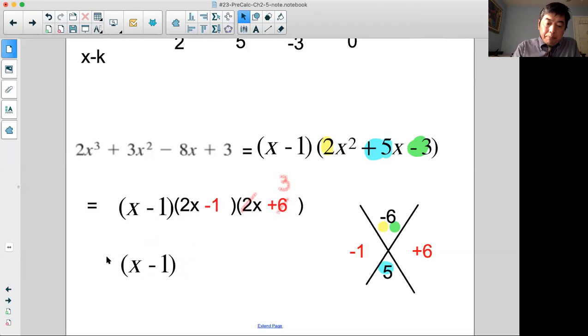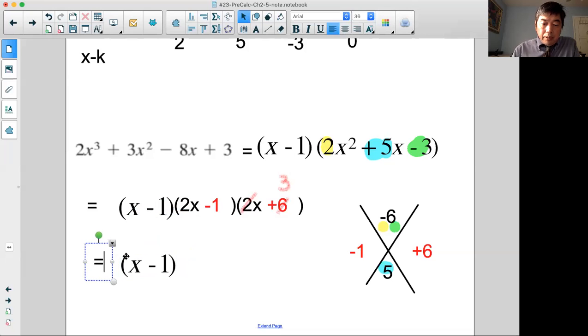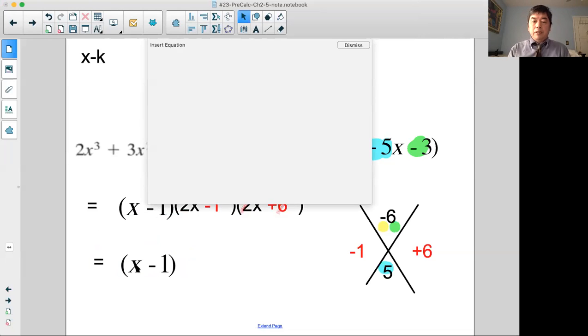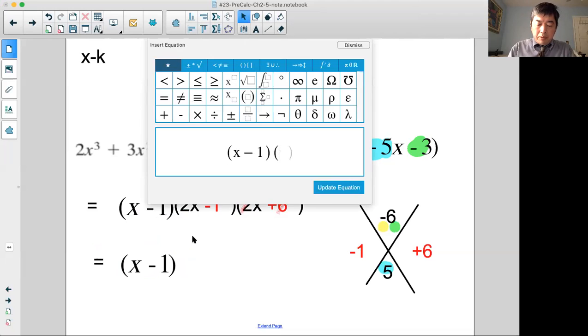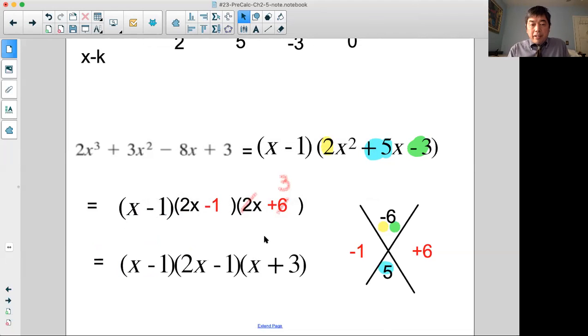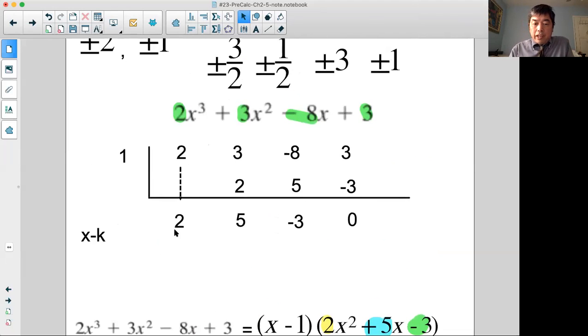Equal sign. 2x minus 1 and 2x plus 3. 2x minus 1, I'm sorry, and x plus 3, I believe. X plus 3. Okay, so if you plug in negative 3 on this equation and the x factor, it worked.